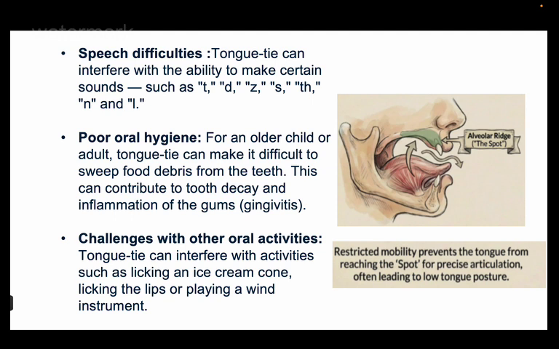There are also challenges with other oral activities, as tongue tie can interfere with activities such as licking an ice cream cone, licking the lips, or playing a wind instrument. So these are the things which will be difficult for the child as it grows to an adult. So these are the problems we can encounter. Usually tongue tie will play a major role in feeding of the child. As the child advances, there can be speech difficulties. The kid can have poor oral hygiene, and also challenges with functional movements or functional habits.